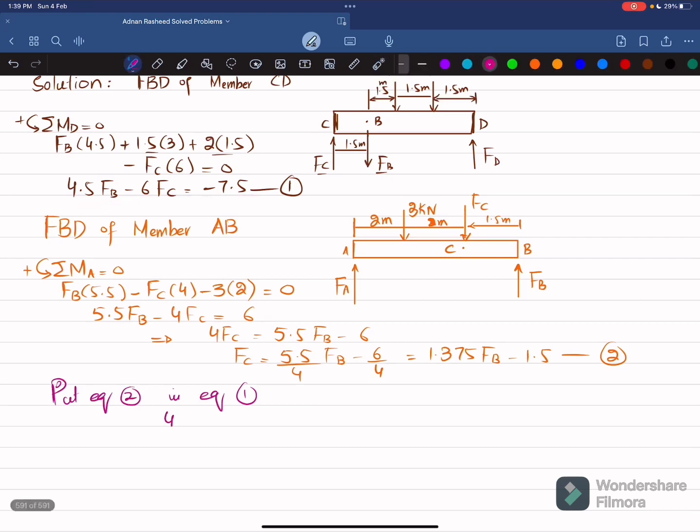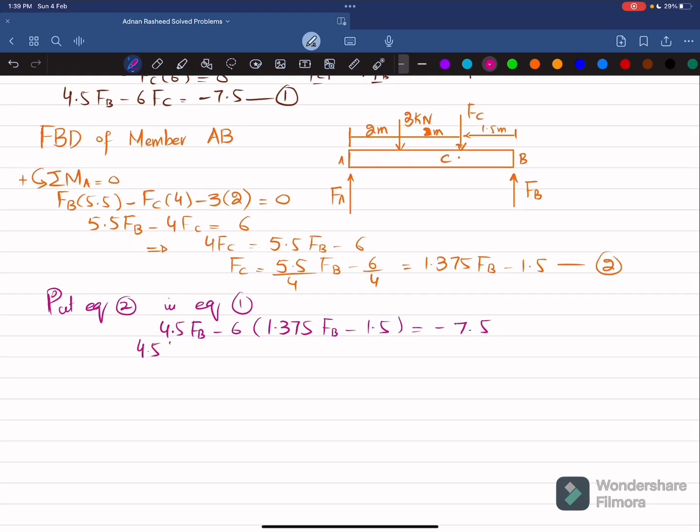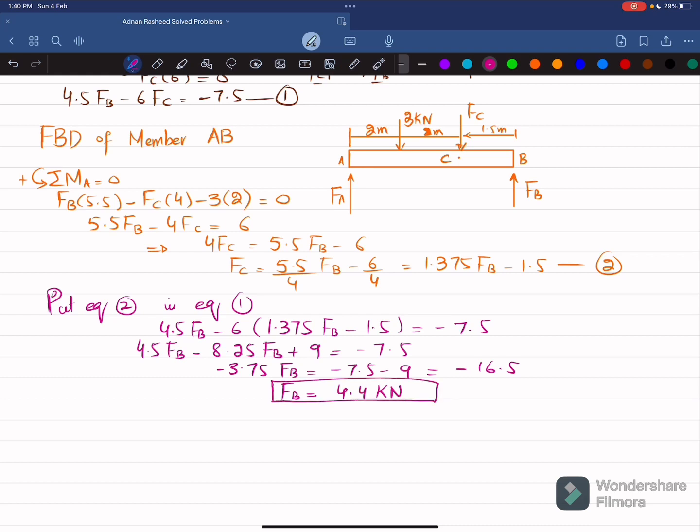You can see, 4.5 times FB minus 6 times FC, which is 1.375 FB minus 1.5, is equal to minus 7.5. So 4.5 FB minus 6 multiplied by 1.375 is 8.25 times FB, plus 6 multiplied by 1.5 is 9, is equal to minus 7.5. Clear? So 4.5 minus 8.25 FB is minus 3.75 FB, equal to minus 7.5 minus 9, which is equal to minus 16.5. And if you divide by minus 3.75 on both sides, you will get FB is equal to 4.4 kilonewton. So this is the force in the bolt.